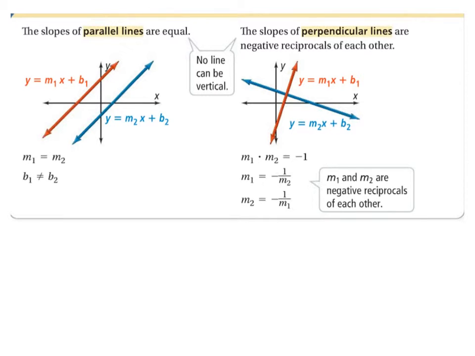They do mention here too, parallel lines, the y-intercepts have to be different. They cannot be the same. If the slopes are the same and the y-intercepts were the same, then it would be the same line. So just make sure that that's not the case either.